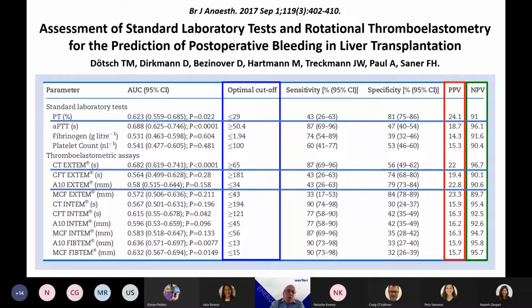But what we know, of course, is that the clot firmness parameter, if you use here the A10 in EXTEM or the A5 in EXTEM or in FIBTEM, you see that the clot firmness parameter seems to be even more important.